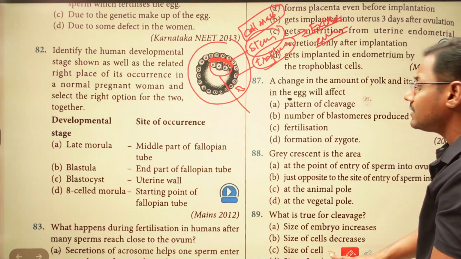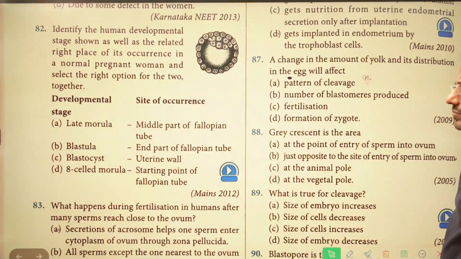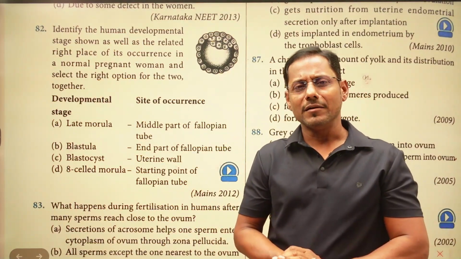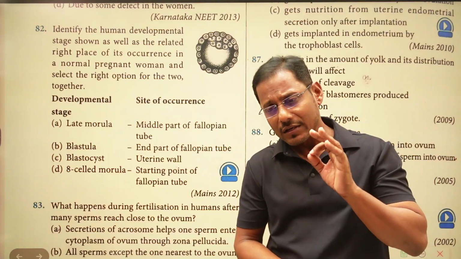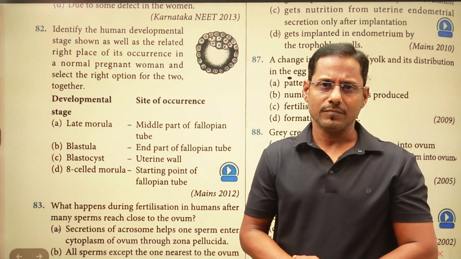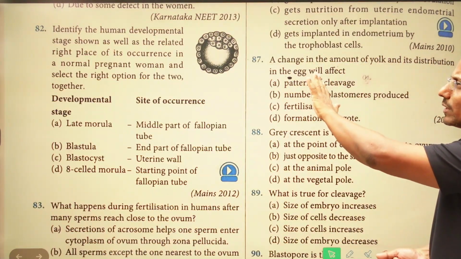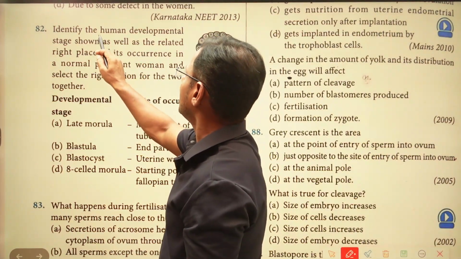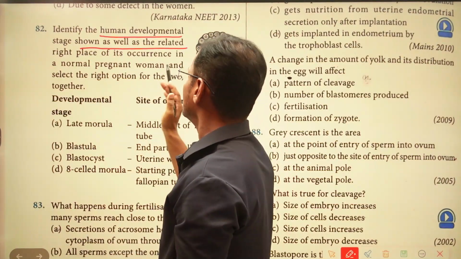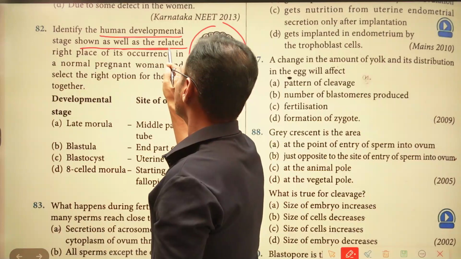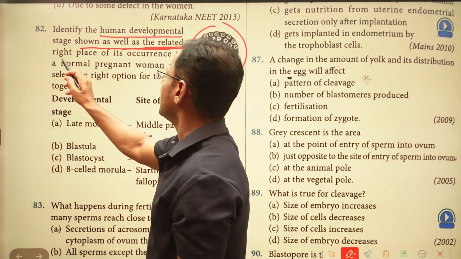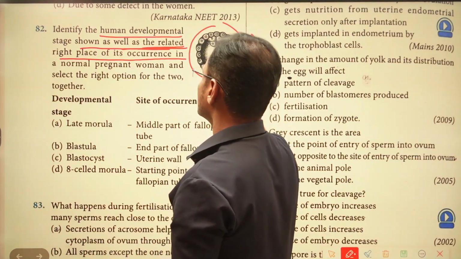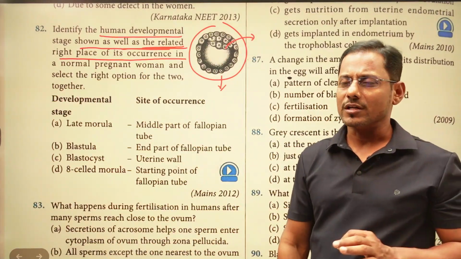We'll see the question. If there is any diagram given in the question, first you observe the diagram and try to understand it, and first you must recognize what kind of diagram it is. Here we know very clearly that it is the blastocyst. Identify the human developmental stage shown as well as the place of its occurrence. Where do you find the blastocyst? It moves from the fallopian tube and is going to implant in the uterus, right.